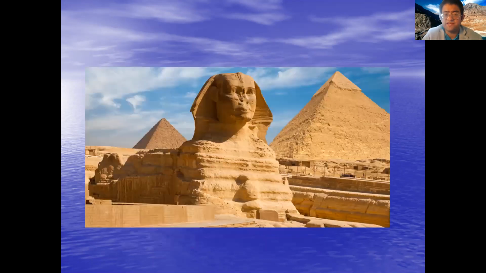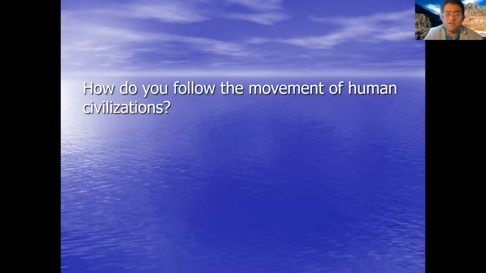Here we have the Sphinx, and what civilization? It's ancient Egypt. All right, so how do you follow the movement of human civilizations? So we're going around on this great journey of the world. I've landed right here in the Indus Valley civilization. What do you think led me here? Or what do you think led our ancients, our ancestors, to go places?